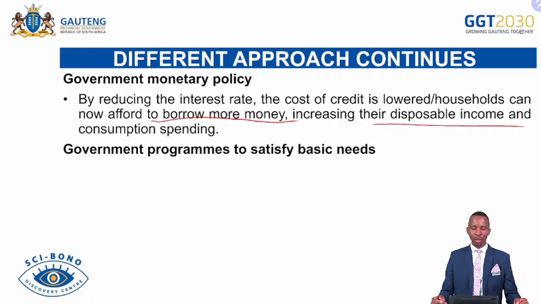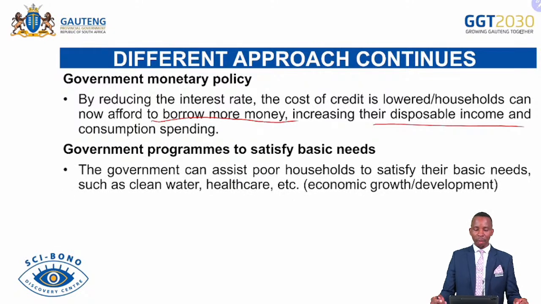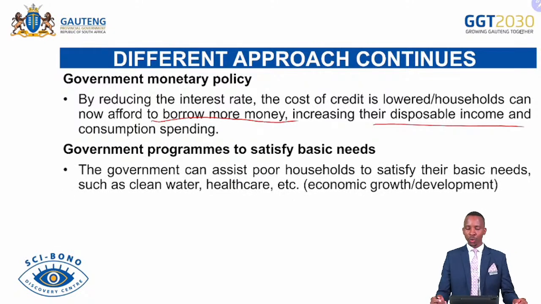The government programs to satisfy basic needs. The government can assist poor households to satisfy their basic needs, such as clean water, healthcare, economic growth, and economic development.